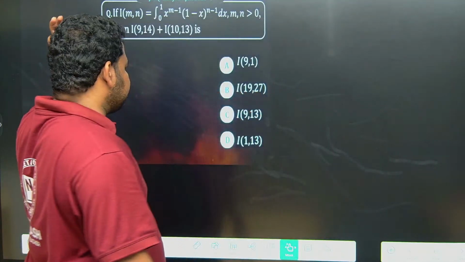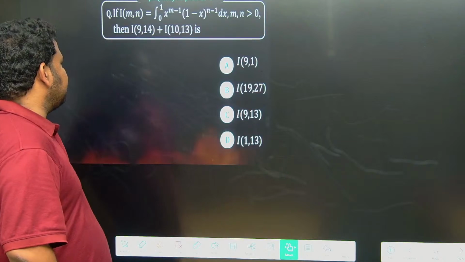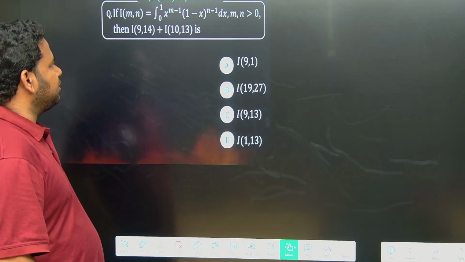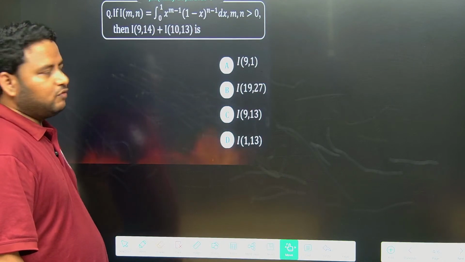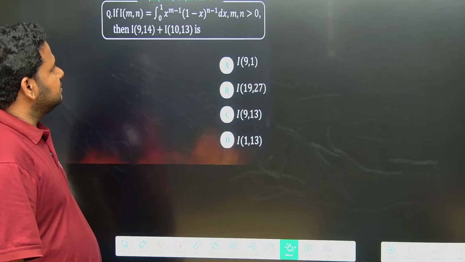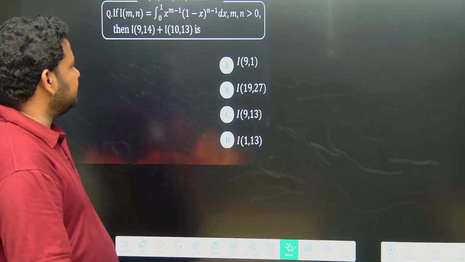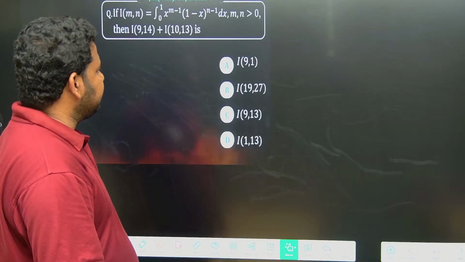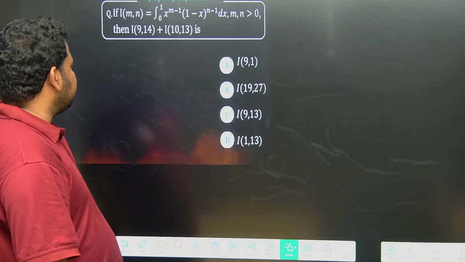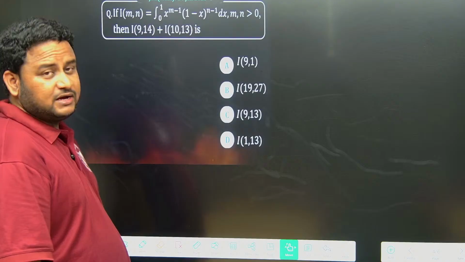So, here they have given the integral I of m comma n is equal to integral from 0 to 1 of x to the power of m minus 1 into 1 minus x to the power of n minus 1 dx. This is also a 2025 question, 24 Jan, shift 1, where m and n are positive. Then they are asking us to find I of 9 comma 14 plus I of 10 comma 13.